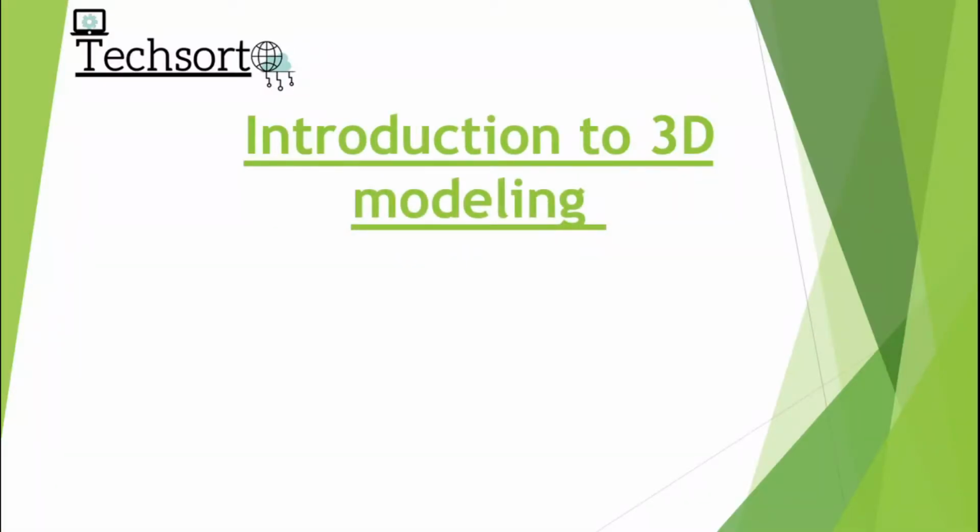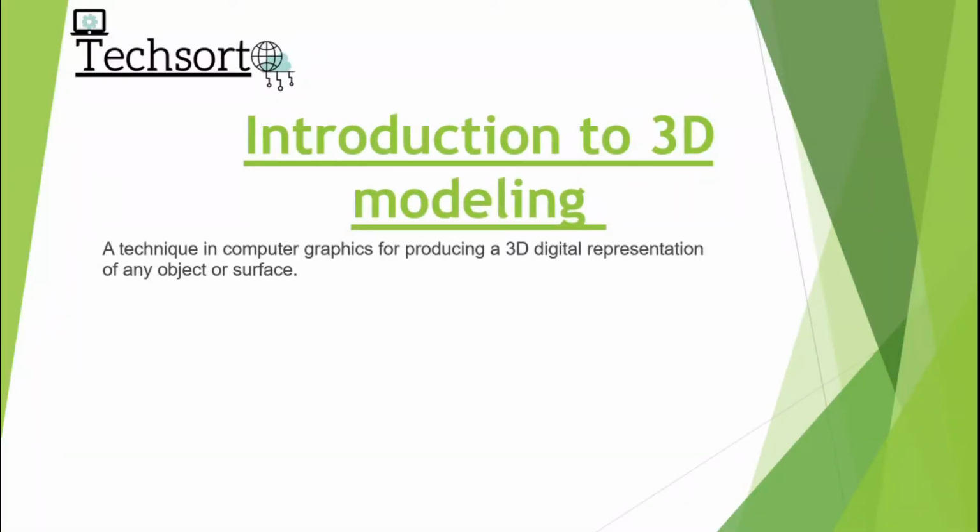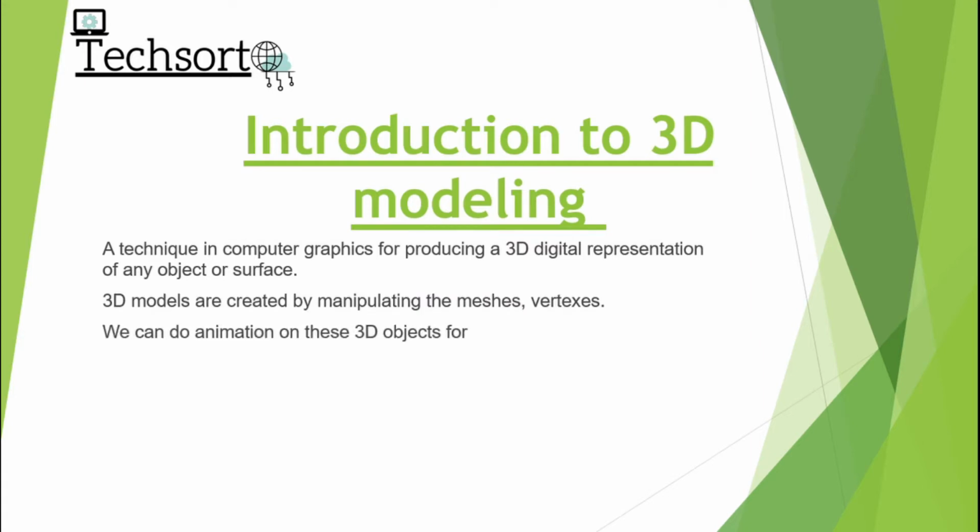Firstly, we have to know what is meant by 3D modeling. 3D modeling is a digital representation of an object in 3D view. 3D objects are created by manipulating meshes, vertices, and other objects. We can do animation on these 3D objects. We can use this type of animation in cartoons, games, and advertisement purposes.